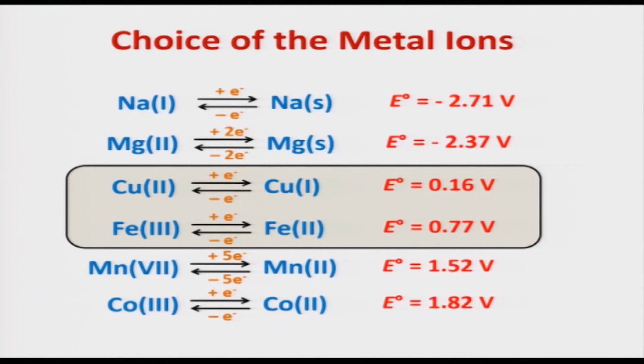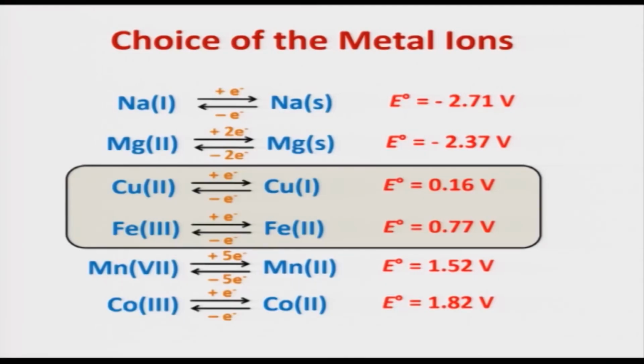Now, if this is true, then what kind of metal ions should nature select? Some of these potentials are shown here. Na plus to sodium, this potential is highly negative, minus 2.71 volt, and that is the reason why nature has never used sodium as a redox active center. Magnesium 2 to magnesium, the E0 value is very large negative and thus not utilized by nature.